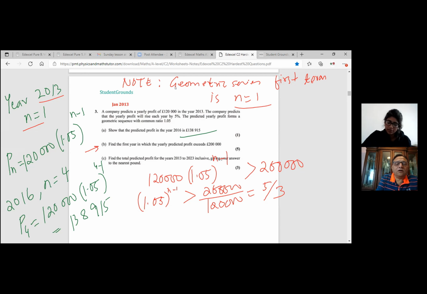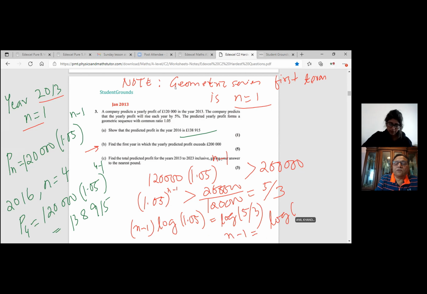So we'll now take log, right? We get n minus 1 times log of 1.05 equals log of 5 over 3, correct? So n minus 1 is equal to log of 5 over 3 divided by log of 1.05. We'll add 1 to this side. So what is the value of n plus 1? It's 11.4698.